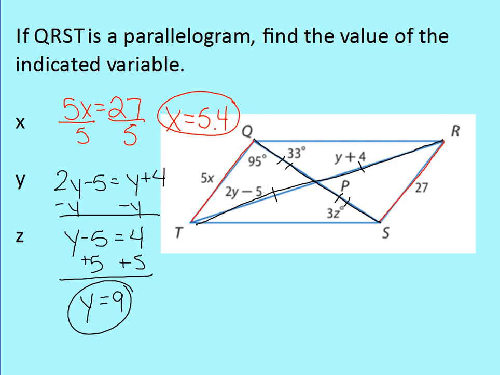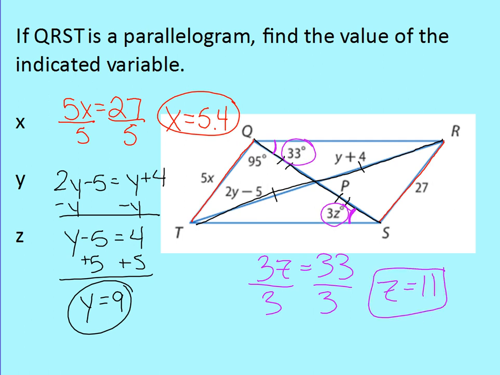When we go to look for z, we have a z in this angle right here. So if this angle is 3z, the angle opposite of that angle, which is the angle up here, is equal to 33, and the opposite angles in a parallelogram are congruent. So we know that 3z is equal to 33. To get the z by itself, we will divide both sides by 3, and we will get z is equal to 11.